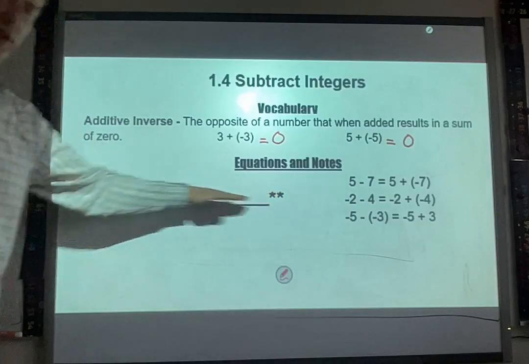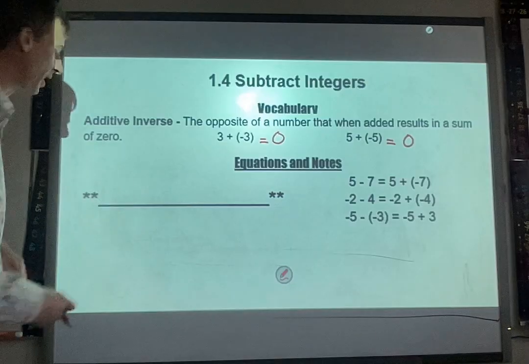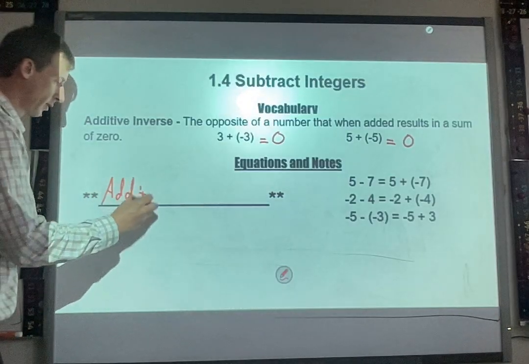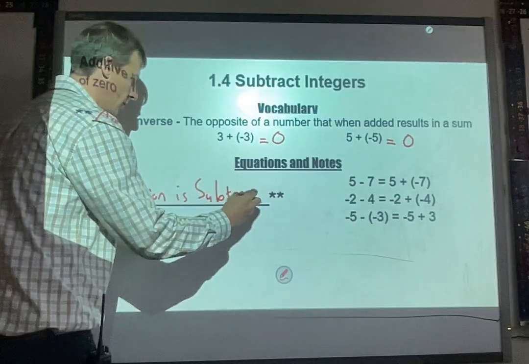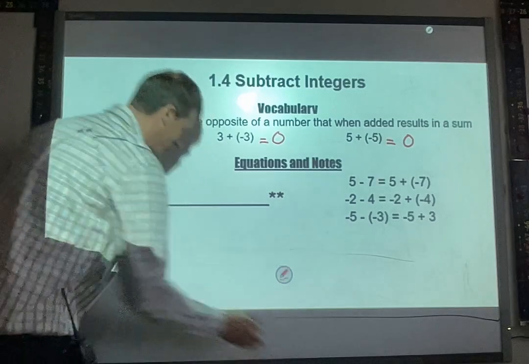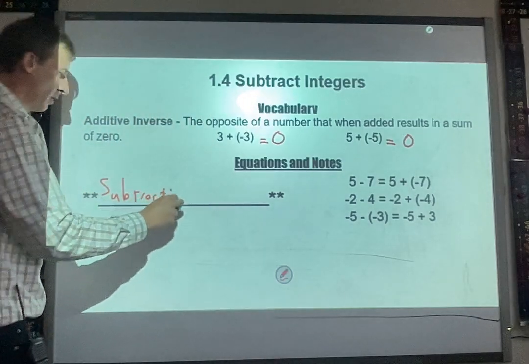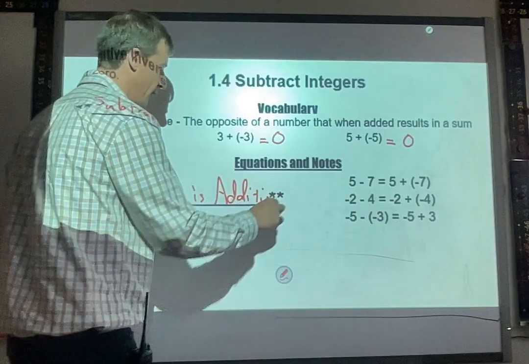Then there's an important note that's going to basically tie what we're doing today into yesterday. We're going to write it on this line here. And what we're going to write here is that addition is subtraction. No, that's not what I wanted to say. I wrote that backwards. Subtraction is addition. Subtraction is addition. It's the same thing, just written in a different way.